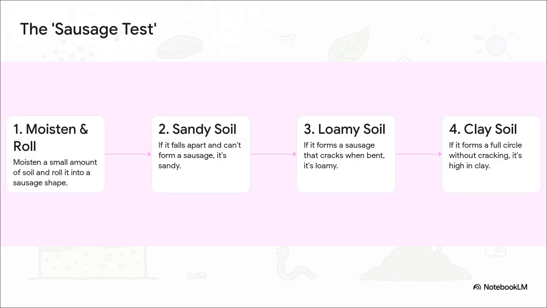Simple as that. But hey, you don't always need a fancy lab. You can get a pretty good idea of your soil texture right in the field with something called the sausage test. You just get a little soil, make it damp, and try to roll it.